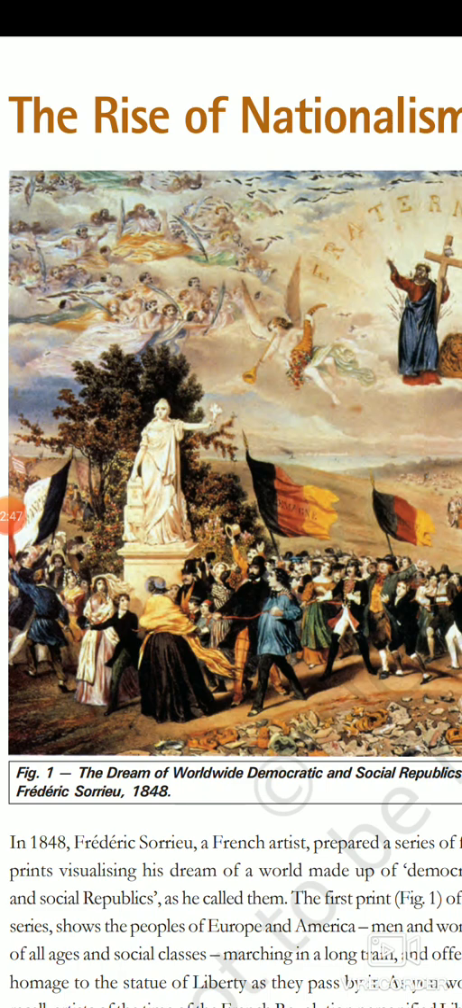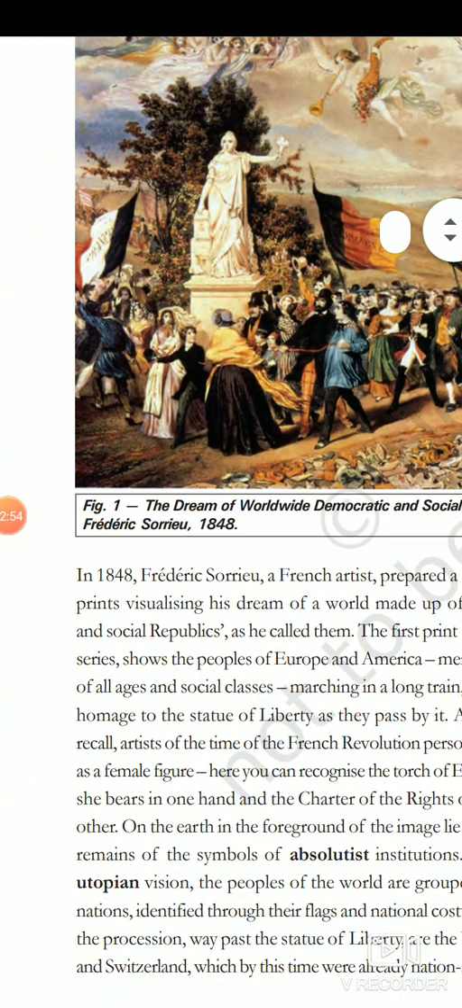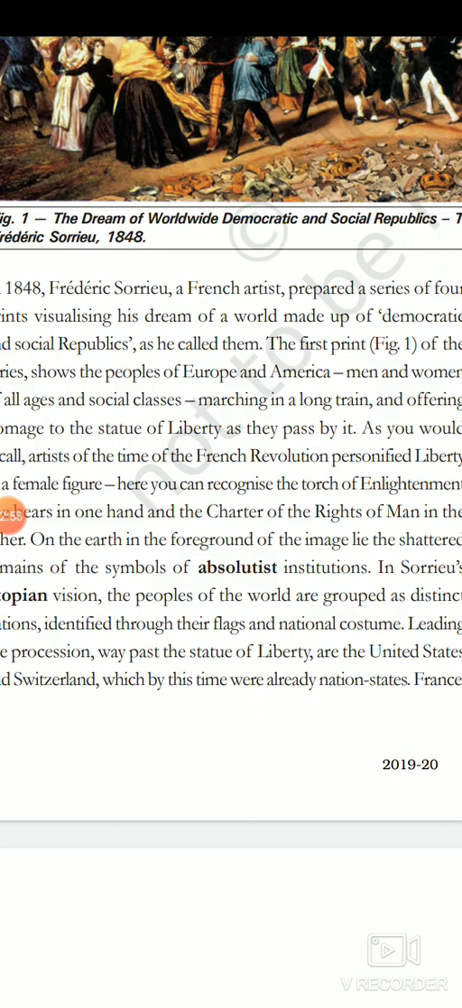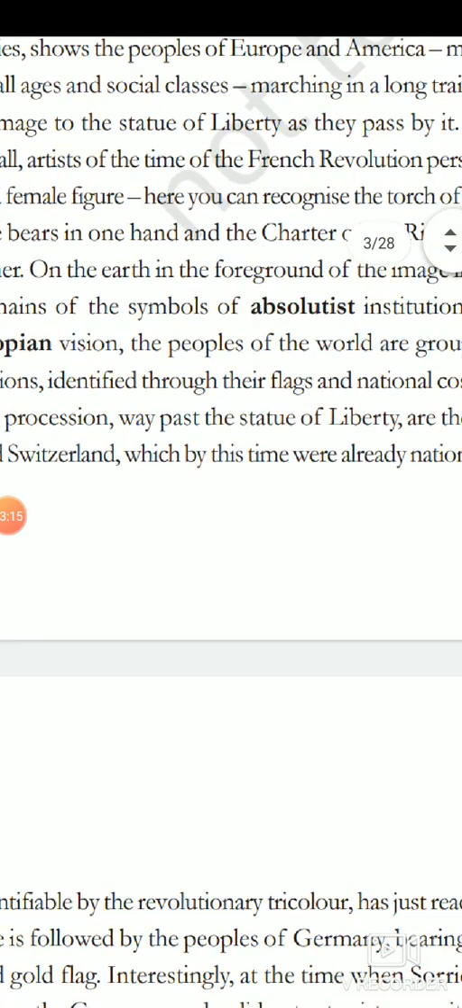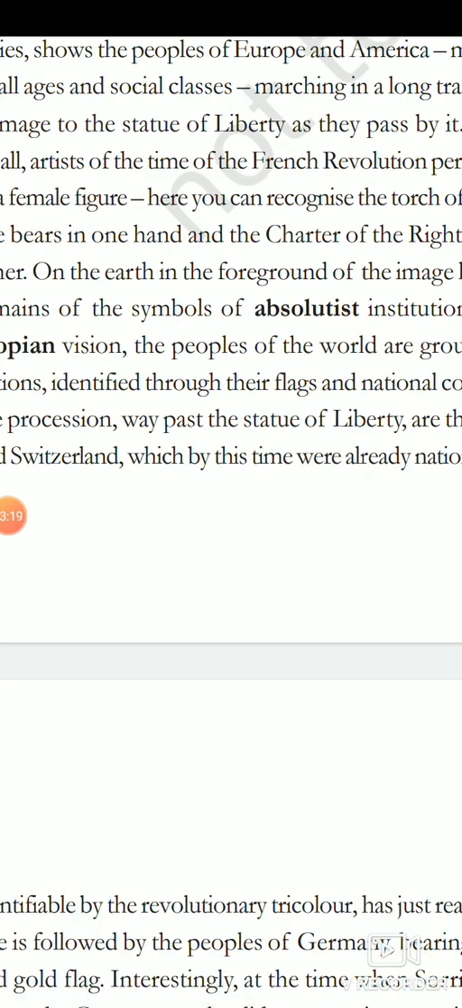So now, during that age, the people of Europe were struggling for their democratic rights. Because during this period, in most parts of Europe, there was a monarchy system, and under this system, power was centralized in one hand, and now people wanted to decentralize the power. That is why, for decentralization of power, people were struggling for democratic rights. So this painting by Frederick Sorrieu, a French artist, became very famous at that time because it gave a signal of democracy and freedom.